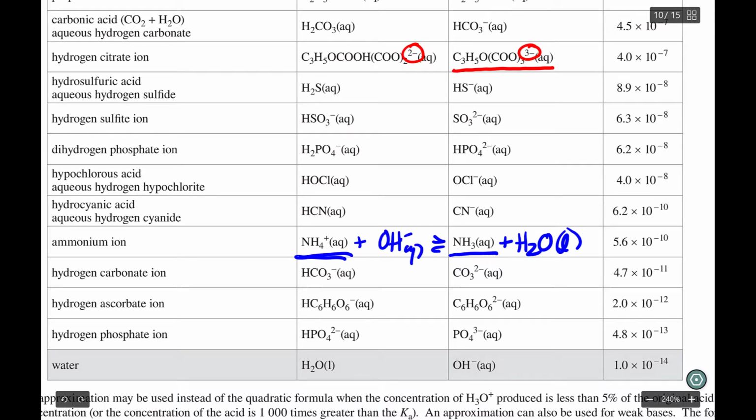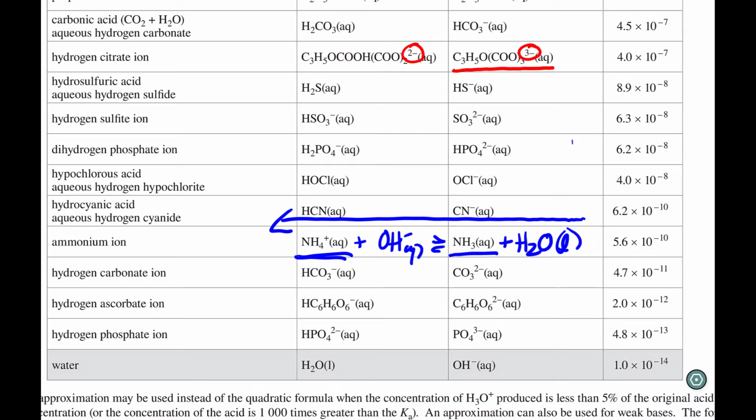But please remember, we would be writing this reaction the opposite way. We're writing it out from right to left rather than left to right, because we need to start with the base, and the bases are in this column here. And so that's how that would be done.